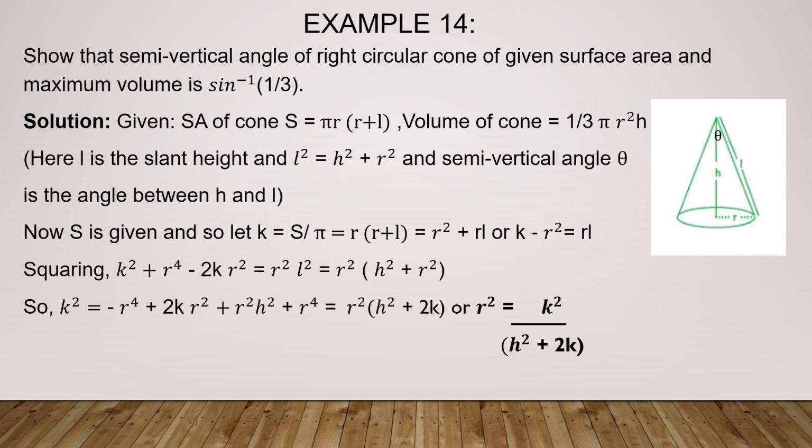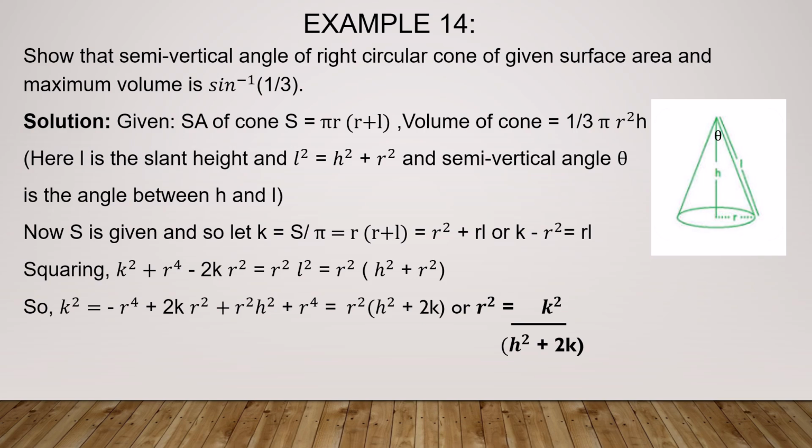So first of all, S is given to us, so just take k as S upon pi. What will you get? r into r plus L. Actually, we are doing this because S is given to us, so it is a constant for us, and pi is constant. So S upon pi is some other constant, say k, which is equal to r into r plus L. So r square plus r into L, or we can say k minus r square is equal to r into L.